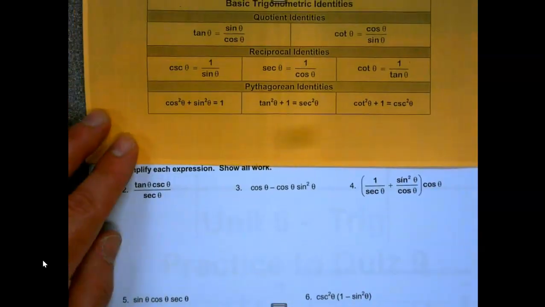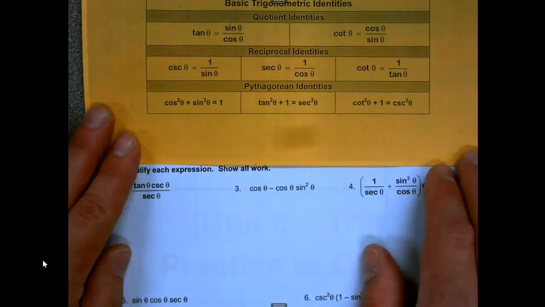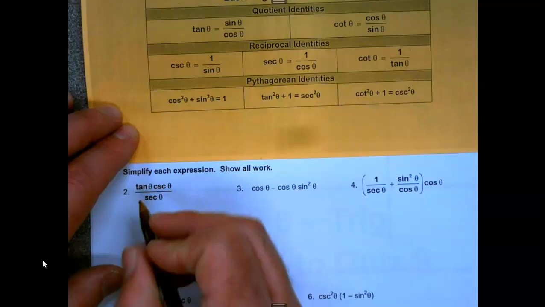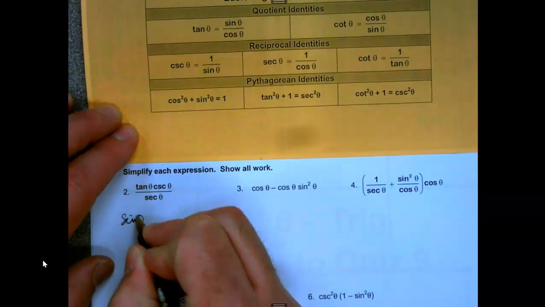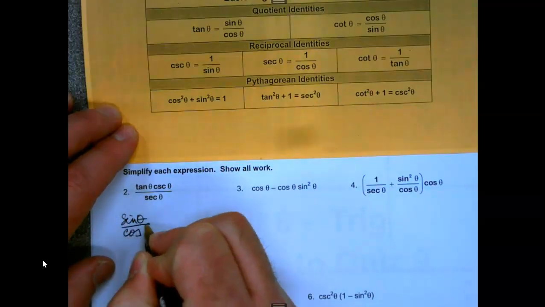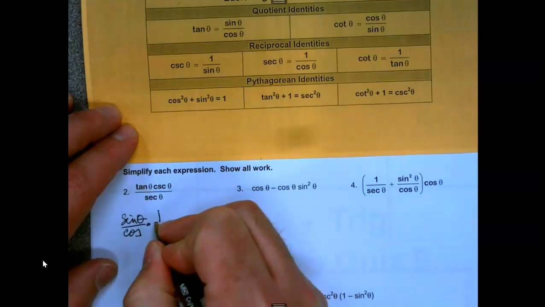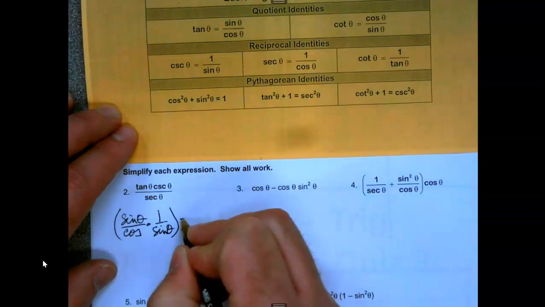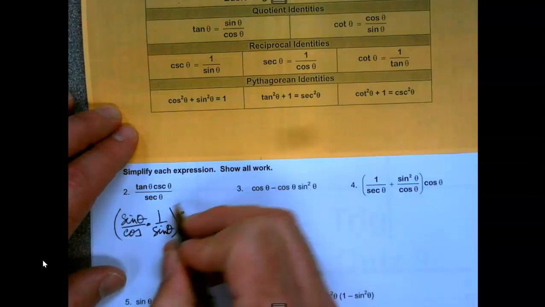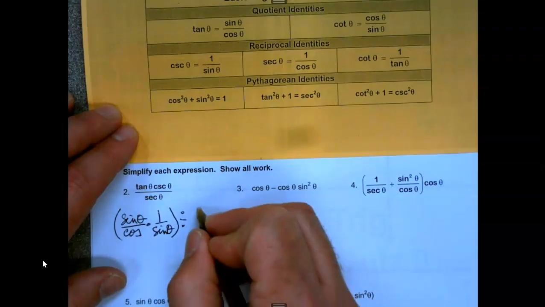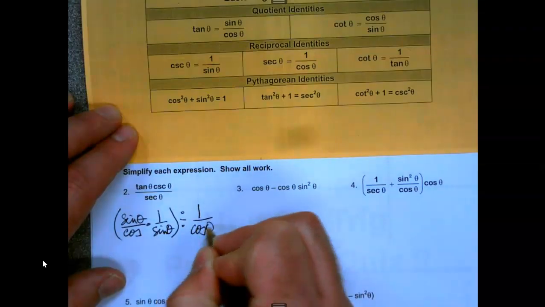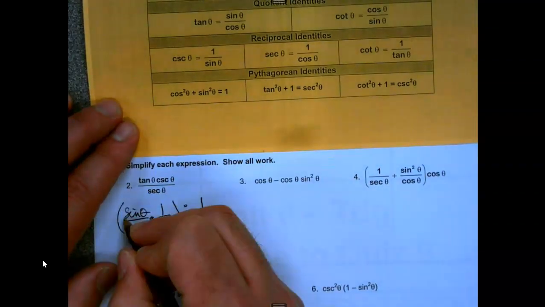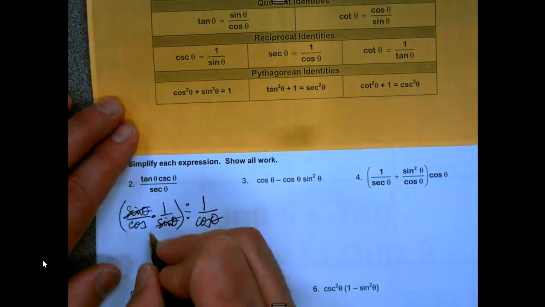So hopefully I can keep this on here as we go. All right, simplify the expression. Tangent. Tangent is sine over cosine, times cosecant, which is 1 over sine. Divided by, I hate vertical division, so I'm not going to do it. Secant is 1 over cosine. So, we're multiplying here. I don't need a common denominator. I'm free to do what I want.